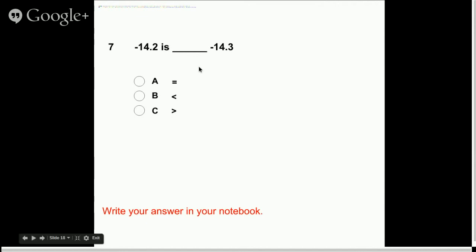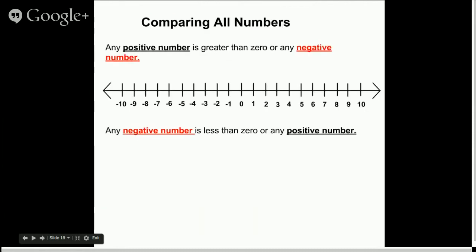Okay, these ones are really close together. Write your answer to this in your notebook. Go ahead and pause it. Correct answer is C. -14.2 is greater than -14.3. So the number that's closest to the right is this one. This one's closer to the left.